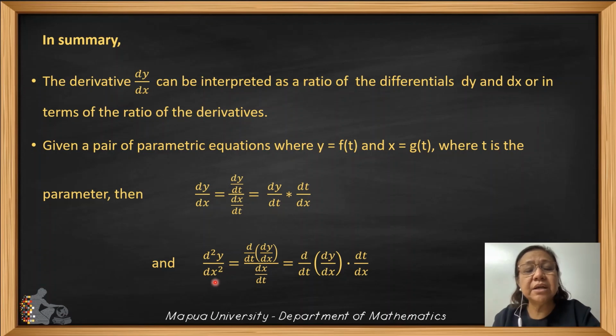And the second derivative of y with respect to x is just the ratio of the derivative with respect to t of the first derivative of y with respect to x divided by dx/dt, or we have it in terms of the derivative with respect to t of the first derivative of y with respect to x times dt/dx.